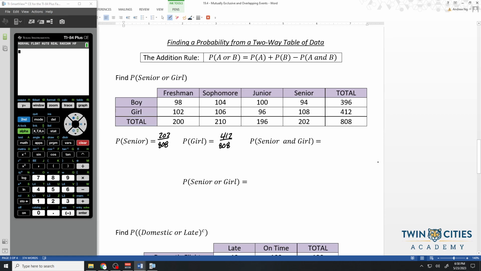But if I wanted to get really specific, what's the probability that a senior and girl, or in other words, a senior girl, is going to receive this ticket? Now, instead of looking at all seniors or instead of looking at all girls, I'm specifically looking at the 12th graders that are girls. There are 108 of them out of the 808.